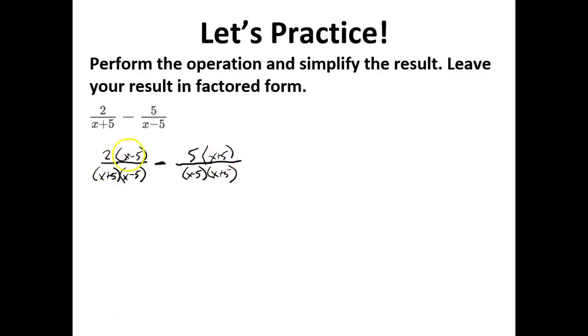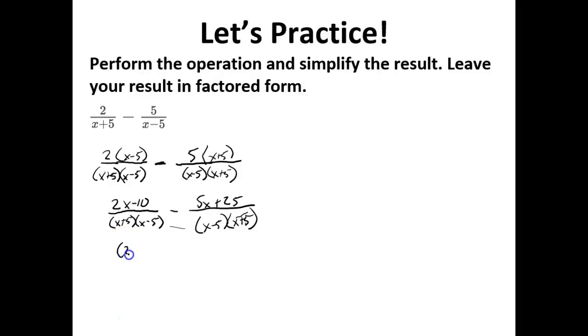So in the top of this first fraction, we're going to have 2x minus 10. In the bottom, x plus 5, x minus 5, minus the second fraction, we'd have 5x plus 25 over x minus 5, x plus 5. We're subtracting these two. Do they have the same bottom? They have the same factors in the bottom, so yes, they have the same bottom, even though the factors are out of order. The order we multiply things in doesn't make a difference. So we can subtract the tops.